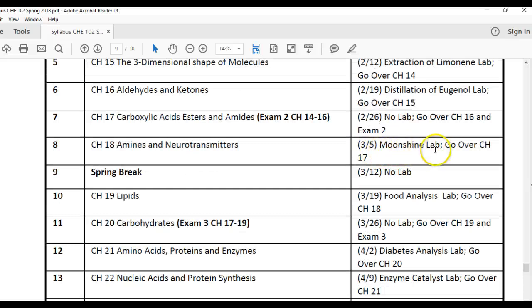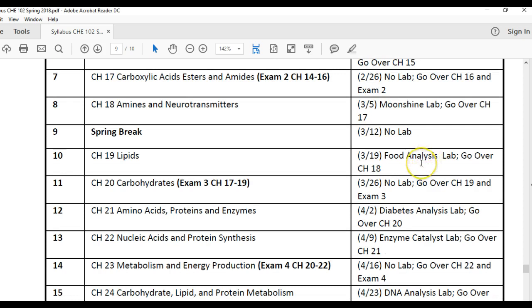This moonshine lab is kind of a fun lab. We're going to pretend that we work for the government, and we've found a moonshine operation, and they have all these mixtures of alcohol, and we are going to determine the percent alcohol in these unknown containers by using an organic chemical reaction and spectroscopy. This is basically how they really determine the concentration of alcohol.